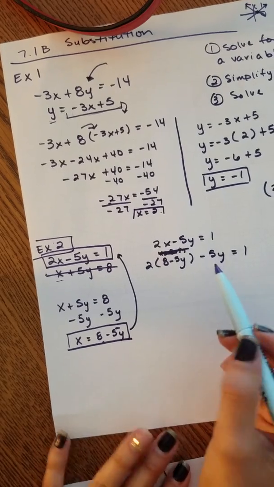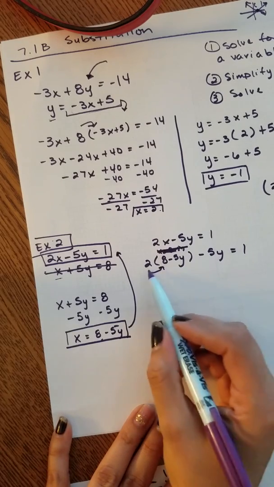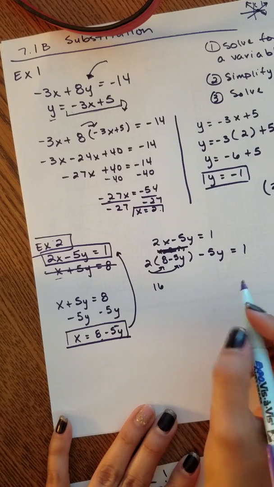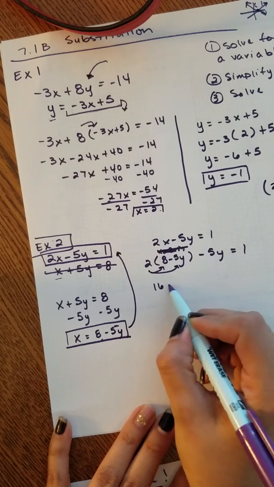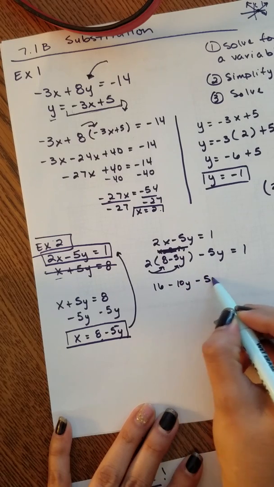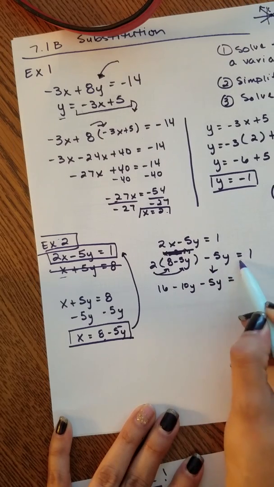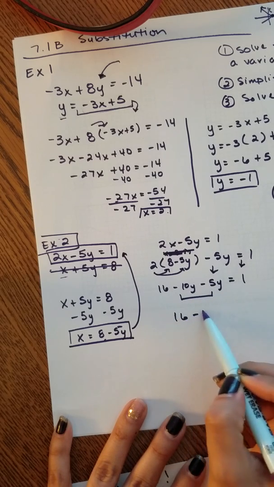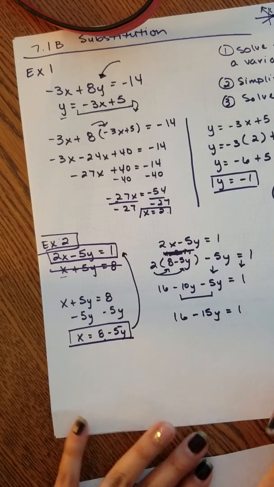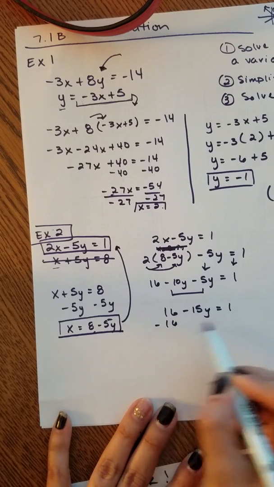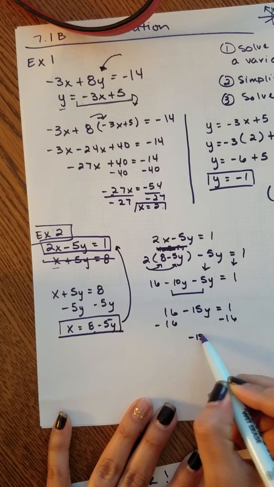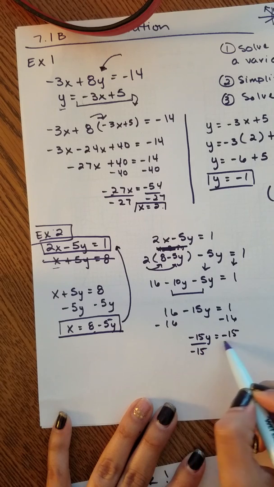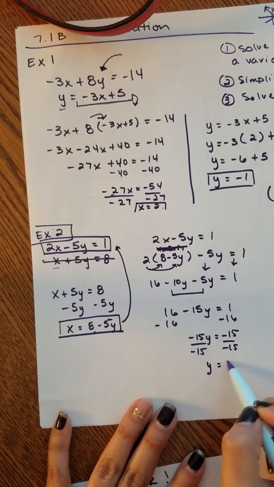Now we're going to simplify and combine like terms. So distribute here. 2 times 8 is positive 16. 2 times negative 5y is negative 10y, minus 5y is equal to 1. That came down, that came down. Combine like terms. 16 minus 15y is equal to 1. Now we can solve for y by subtracting 16 from each side. Negative 15y is equal to negative 15. Solve for y. Y is equal to 1.